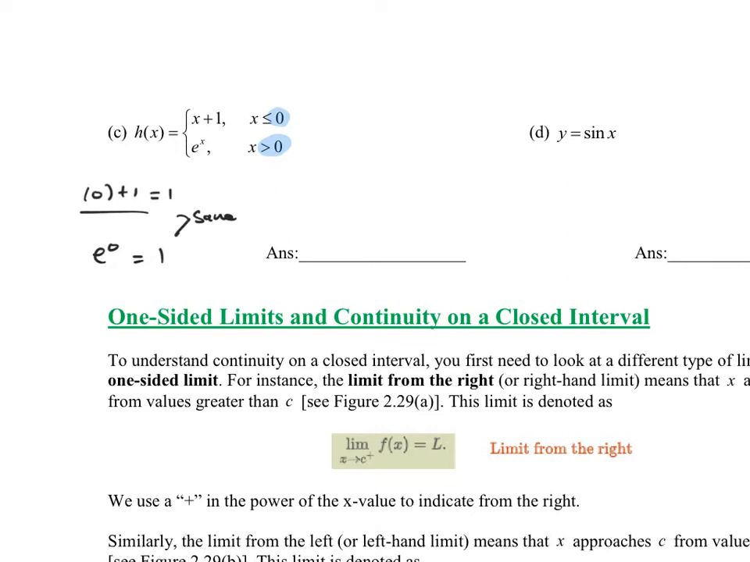So again, x plus 1 is continuous everywhere, e to the x is continuous everywhere. The only place we had a question was at x equals 0, and it's continuous there. So that means this function h of x is continuous everywhere, or on the interval negative infinity to infinity.